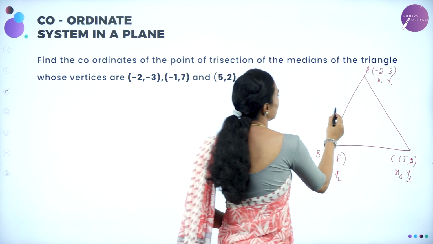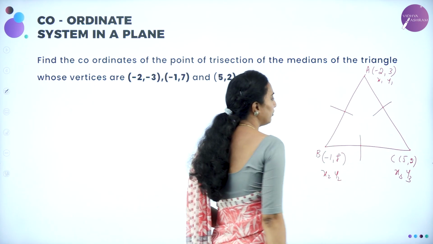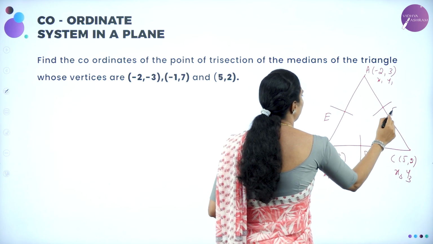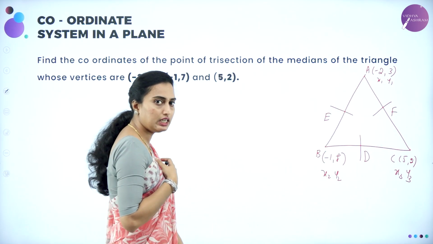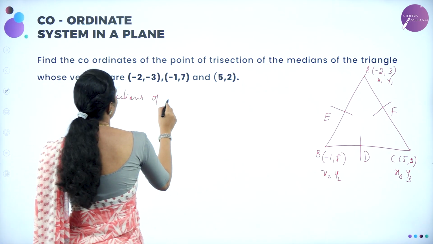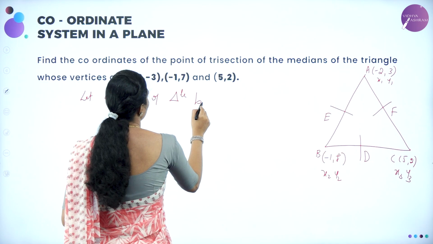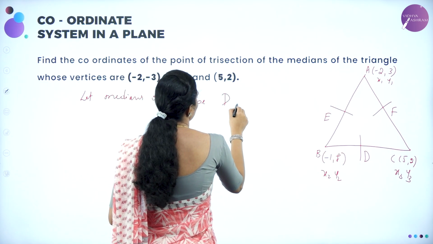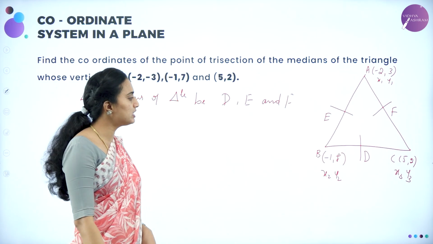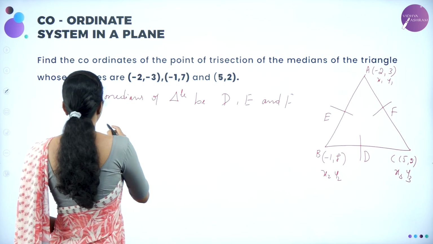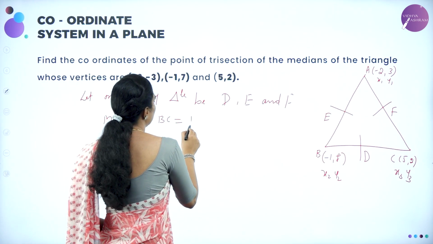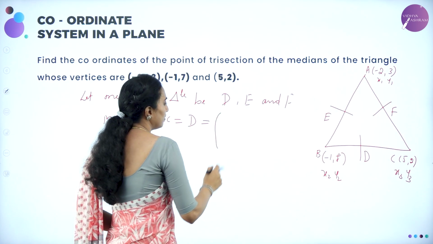What is a median? Median means this. This is the median. We need to find out, that is D, E, F. I am going to call the medians D, E, F. Therefore, let the medians of the triangle be D, E and F. So what is the midpoint of BC? Which is D.